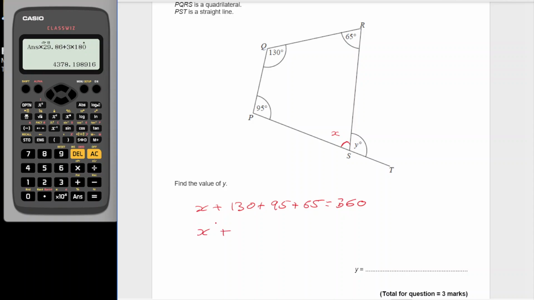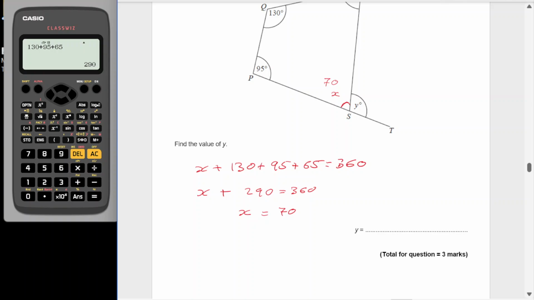So x plus, just add those three numbers up first of all, 95 plus 65, so that's 290, is equal to 360. Minus 290 from both sides means that x must be equal to 70 degrees. And then angles along a straight line equal 180, so y is going to be equal to 180 minus 70, so it's going to be 110 degrees.